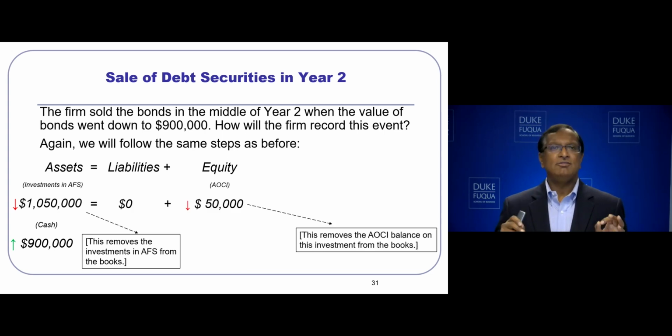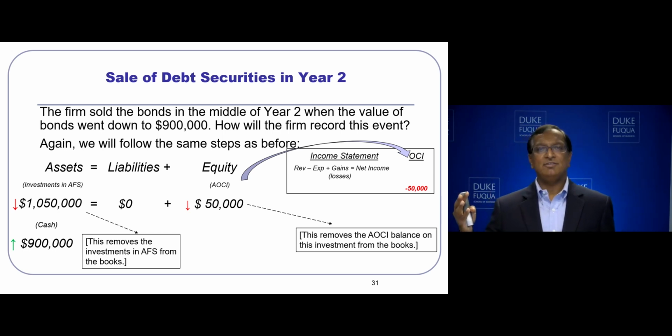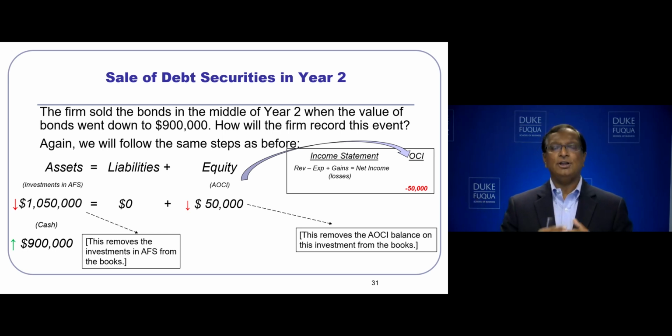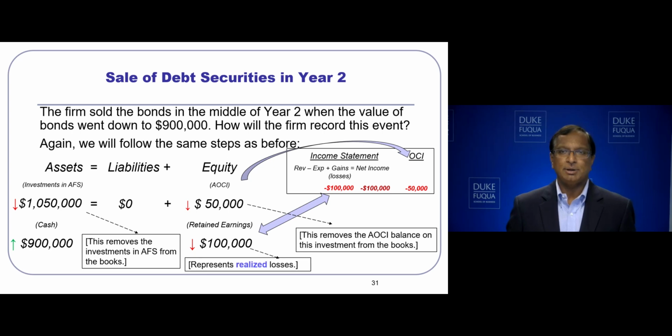We will remove $50,000 from the AOCI. Now, the moment you make a change in the AOCI, you should also make an effect on OCI, because after all, these two are connected. So we will reduce OCI by $50,000 in order to make sure that the income statement and the AOCI are connected. Then, in order to balance the balance sheet, we need to record the realized loss of $100,000, which goes into the income statement. Now, this is the realized loss, the difference between the purchase price and the selling price, that is the $100,000, which goes into the income statement.